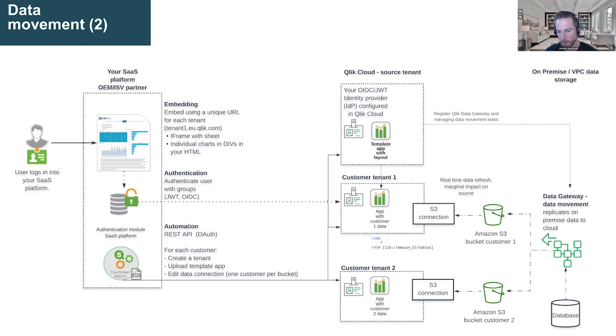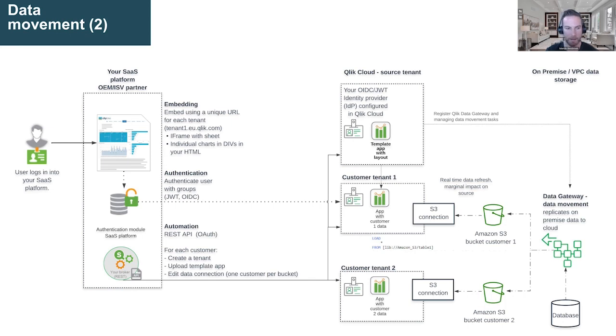Tenant 1 gets all its data from the bucket in S3. So here I have a customer app with customer 1 data. I create an S3 connection inside the Qlik Sense tenant, which just loads data from my Amazon S3 bucket. In there are QVDs. And as we discussed before, the data gateway data movement replicates the data for each of your tenants to the AWS bucket, which is then loaded into the Qlik Sense tenant.